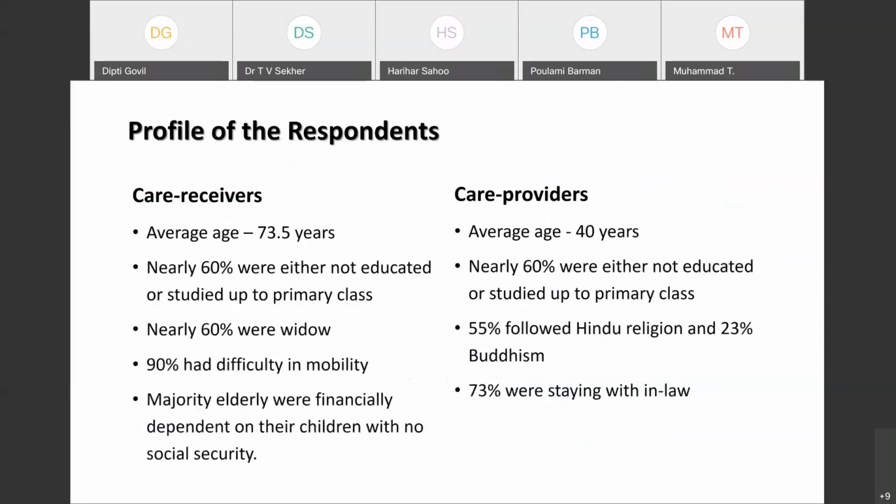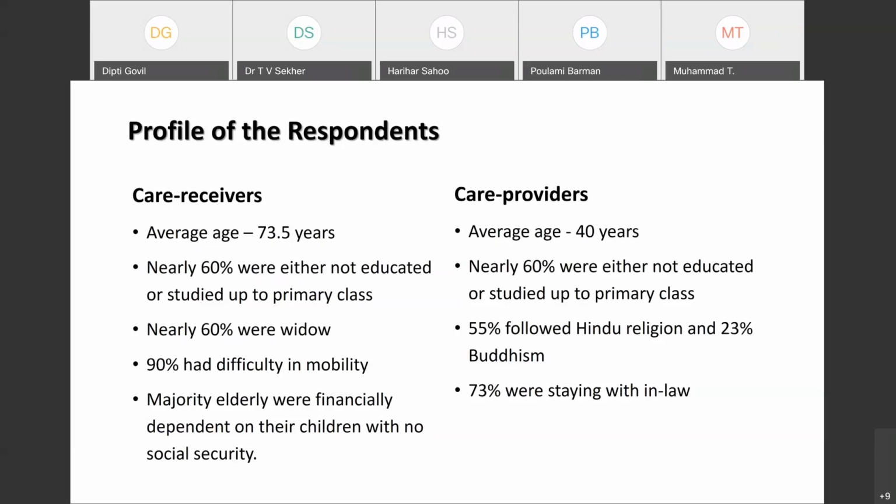So here are a few findings of the study. Let us see the profile of the respondents first, the care receivers and the care providers. The average age of the care receivers was around 73.5 years, whereas the average age of the care providers was 40 years. Approximately the same proportion of the elderly as well as the care providers, 60%, were either not educated or studied only up to primary class.